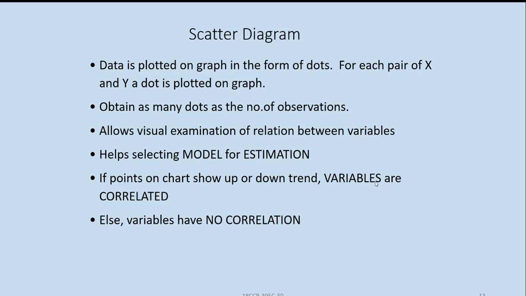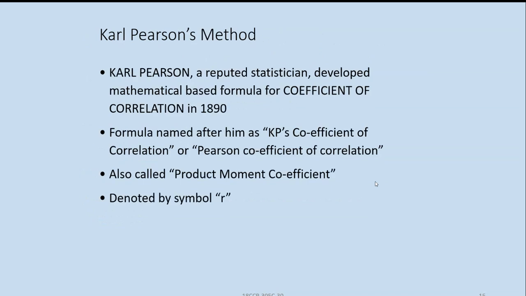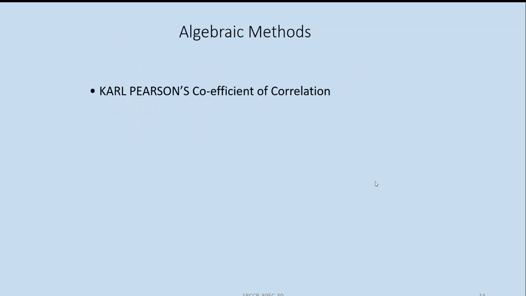I will explain. The dots scattered on the graph paper, if they are very far from each other, they are not correlated. If they are very closely plotted, they are correlated. That we will see in a diagram. Oh, I have not given the diagram. Okay.